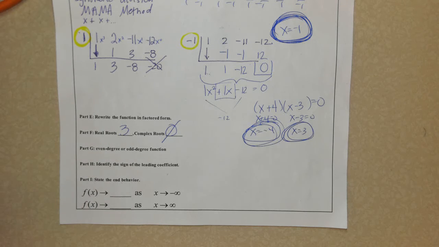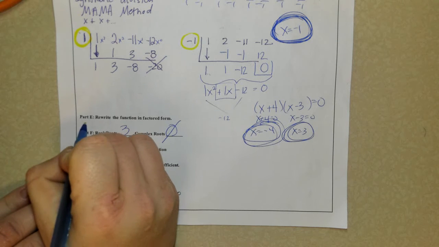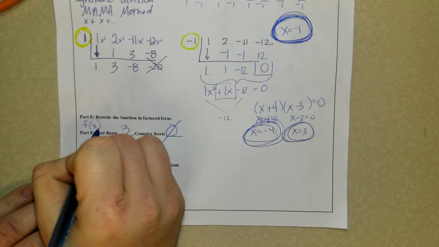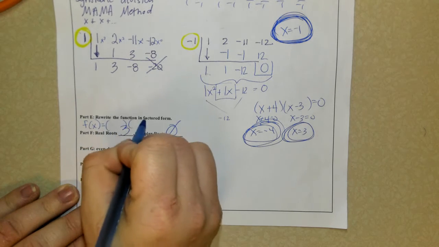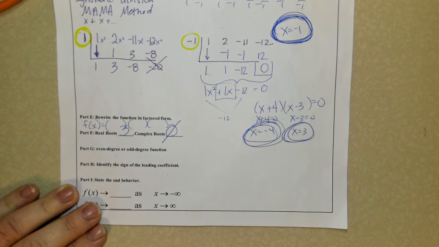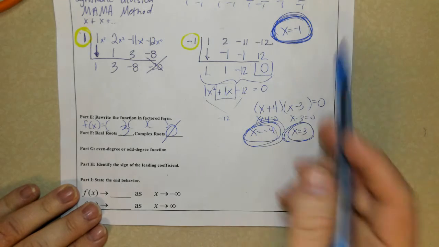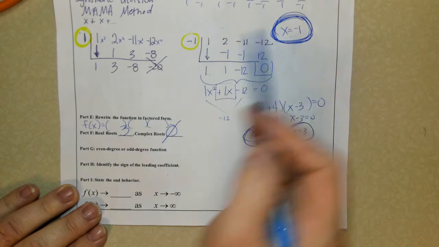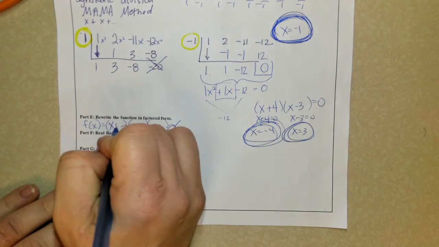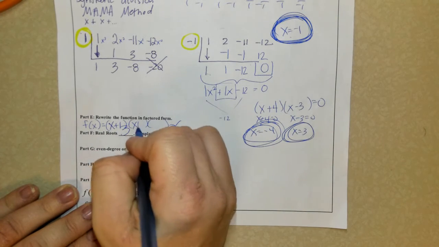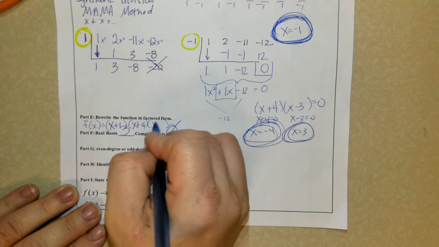How do I write this in factored form? Well, this original problem is f of x, so this is just another form. F of x equals, I'm going to put down 3 parentheses for the 3 factors, and it doesn't matter the order I write them in. Remember, when we put them on the inside, it's opposite of what you think. X plus 1, x plus 4, x minus 3.